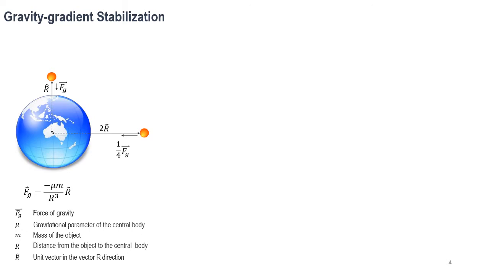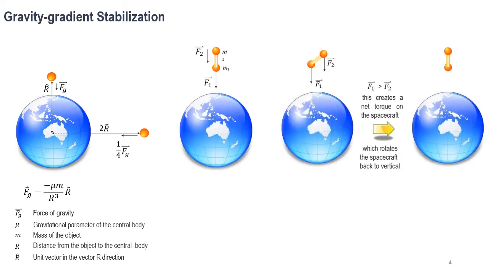The gravitational force on the lower part is slightly greater than the force on the upper part, F1 more than F2. The same effect happens in more conventionally shaped spacecraft due to the difference in internal mass distribution.